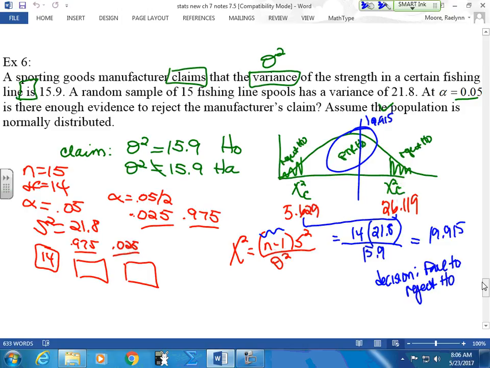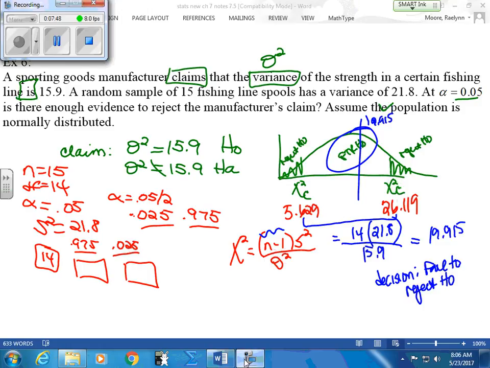Are we okay with this? Do you guys want to try one of these on your own? Try it 6 before I send you off on your own here. Let's have everybody. All right.